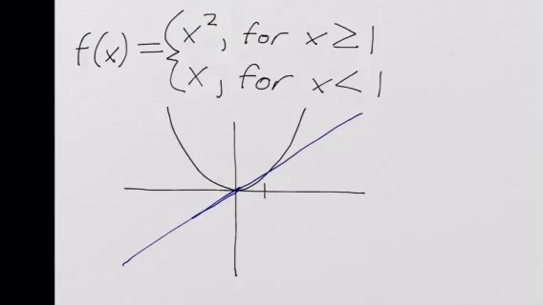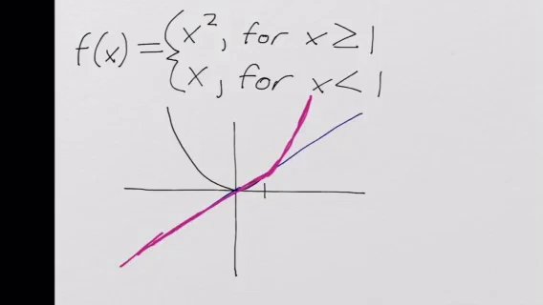And now, I just want to use the one that applies. So for x greater than or equal to 1, we want the x squared function. We're just going to draw over that. And then for x less than 1, we want f of x equals x. So I'll trace over the line y equals x. So I get a graph that looks like that.